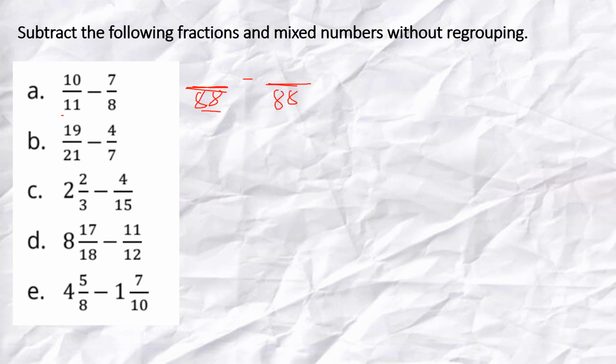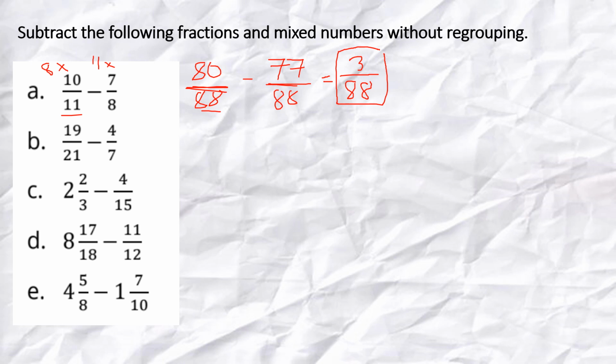88 divided by 11 is 8. 8 times 10 is 80. 88 divided by 8 is 11. 11 times 7 is 77. Next, since we now have similar fractions, we can now subtract the two fractions. 80 minus 77 is 3, and then just copy the denominator, which is 88. Since we cannot simplify this fraction anymore, this is now our final answer.